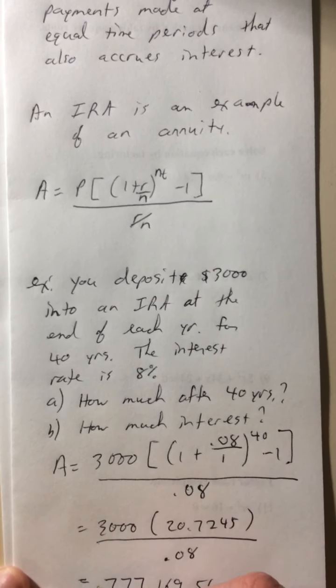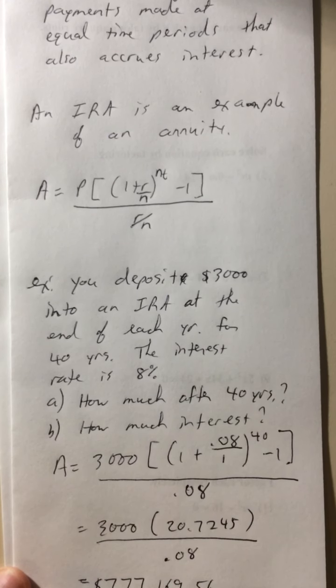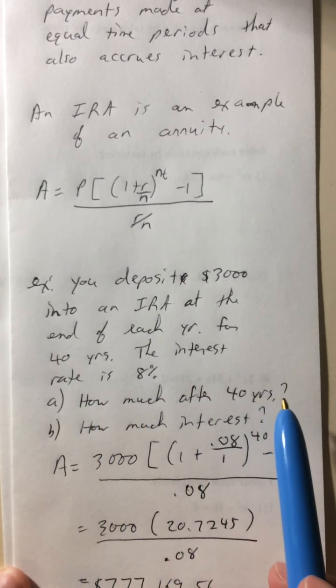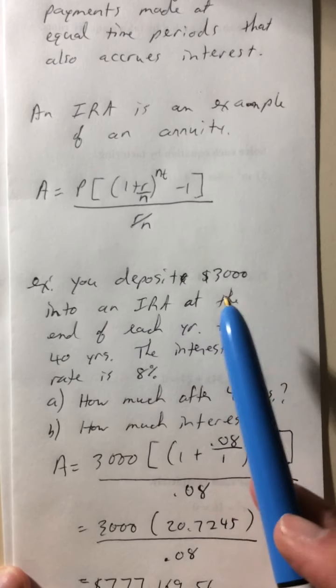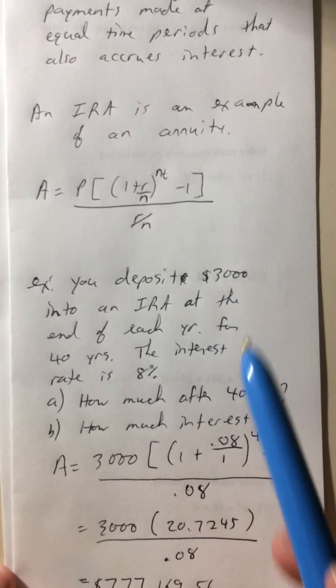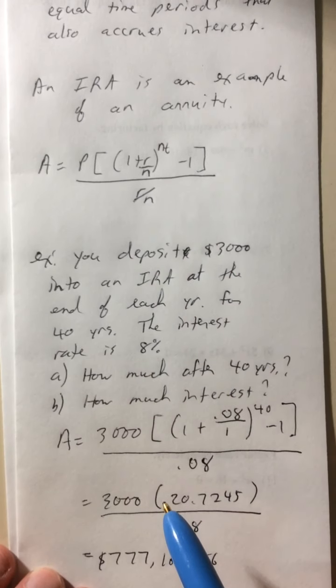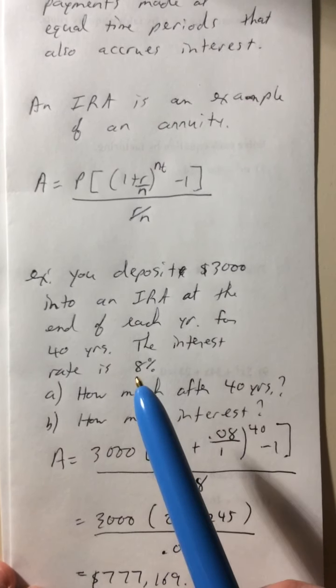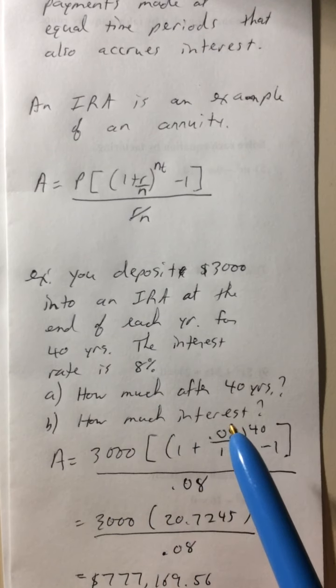56 cents. So this is how much we have at the end of the 40 years, which is not too bad. You know, just dropping in $3,000 every year for 40 years. That's pretty good. And obviously, we're going to gain a lot of interest out of this. So let's figure out how much interest we actually gained.